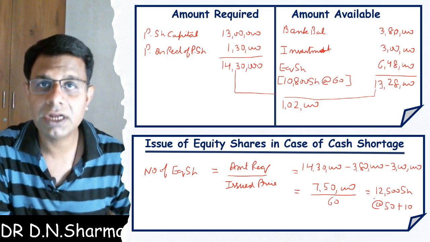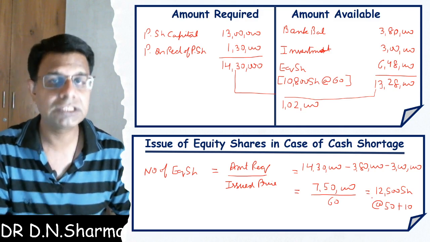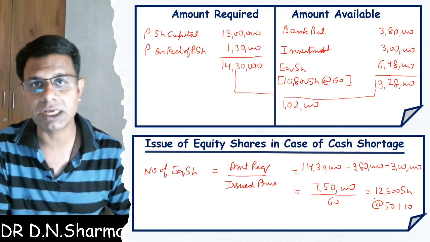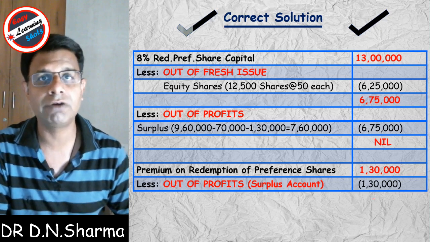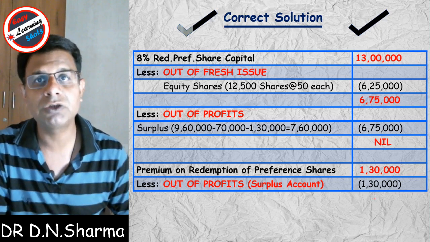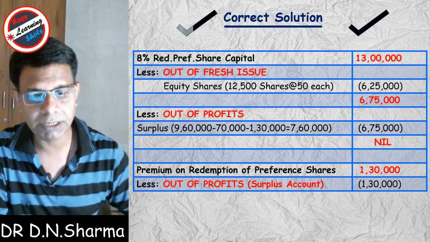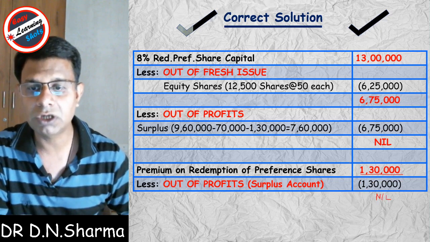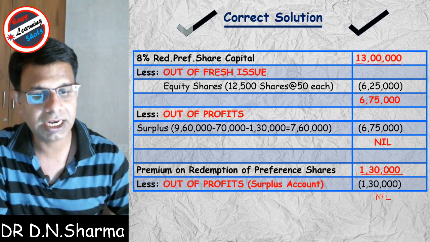When we calculate the number of equity shares issued by the company, first we adjust premium on redemption of preference shares, then we adjust nominal capital, and here nominal capital is first adjusted with out of fresh issue, and then the balance of funds is adjusted through out of profits. So first we adjust the premium amount, and this premium amount is adjusted through surplus account, so we get nil amount. And out of nominal capital of preference shares, we have nominal capital of 13 lakh.